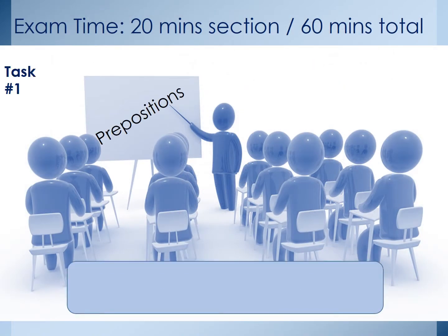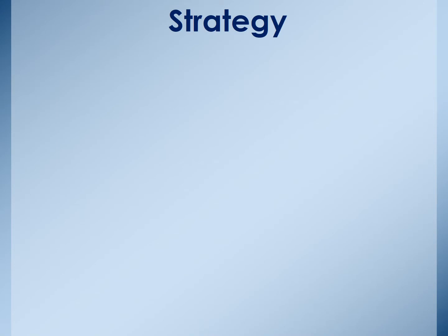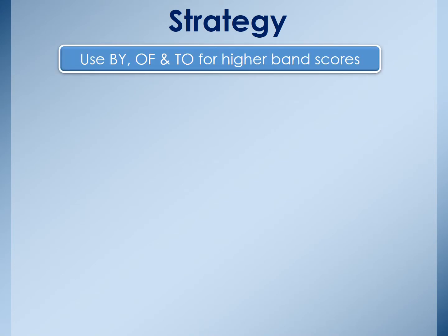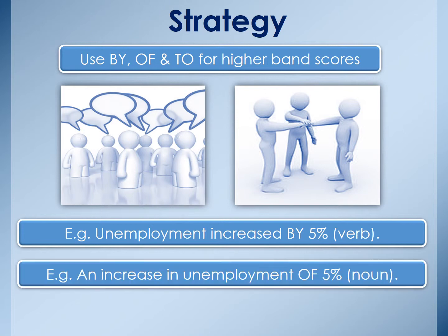Prepositions. Again, describing trends in line graphs, bar charts and pie charts. Strategy. Use by, of and to for higher band scores. For example, unemployment increased by 5%, using by with a verb. Second example, an increase in unemployment of 5%. Saying the same thing but using a noun structure, of with a noun.